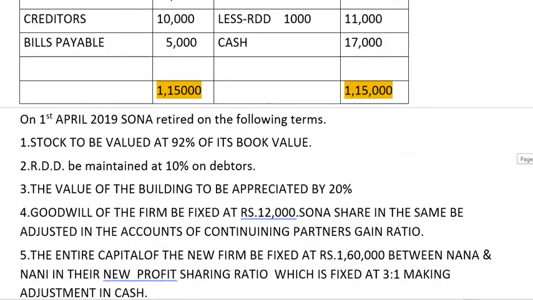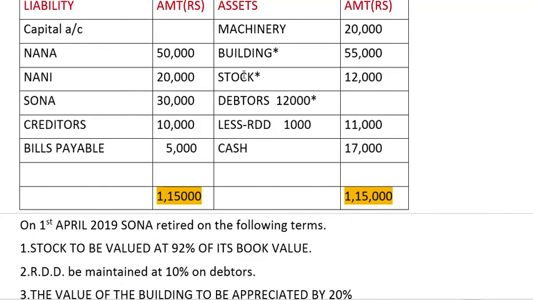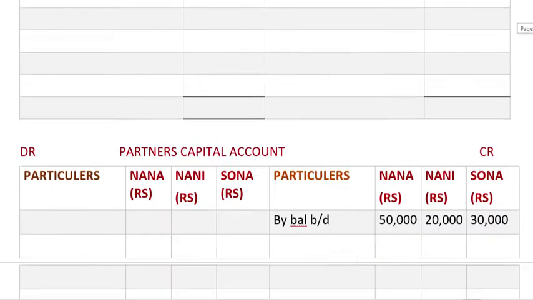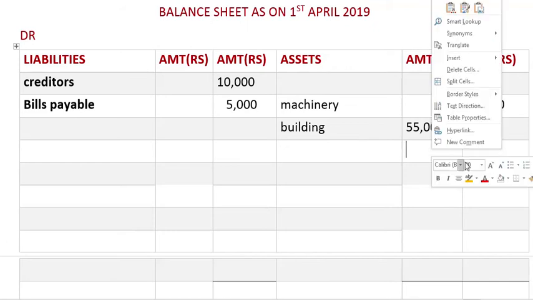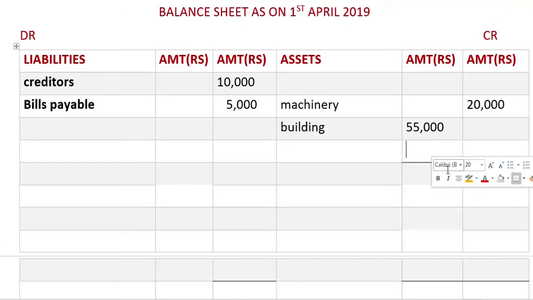Then next, building 55,000. Star mark is there, means adjustment is there. So we'll write in the inner column, building 55,000, and we'll put a line in this column. This means we'll know a calculation is there.